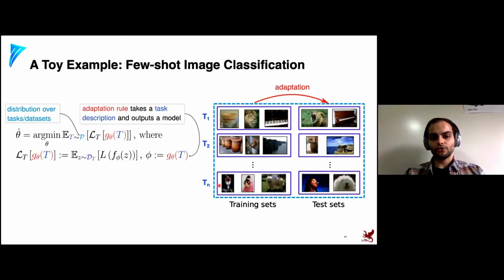Again, the adaptation rule can have different forms. The task description here is these few training samples that we're going to use in order to produce a function that works well on the test set, right? And finally, within the task distribution is basically every row in this illustration. Okay, so this is the notation that we're going to use throughout the lecture.